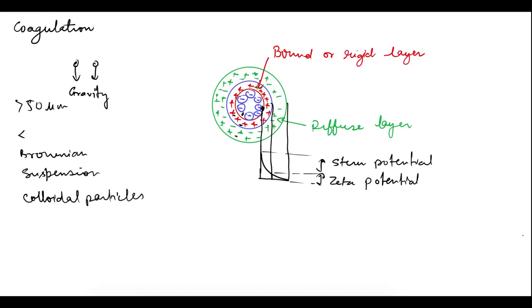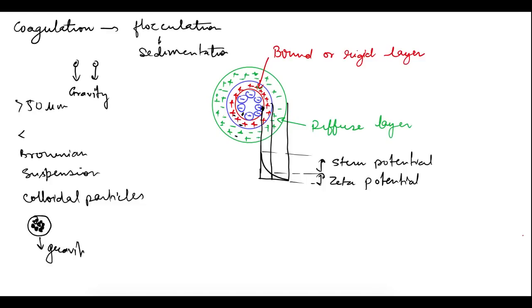If we want to remove these colloidal particles, we have to go through a process of coagulation, flocculation, and then sedimentation. What we want in this process is for these very small particles to come in contact with each other so that their size can increase. Effectively a flock can be formed, and this flock can be removed by the action of gravity in the sedimentation tank. This is what we want. So what is the problem in this process?